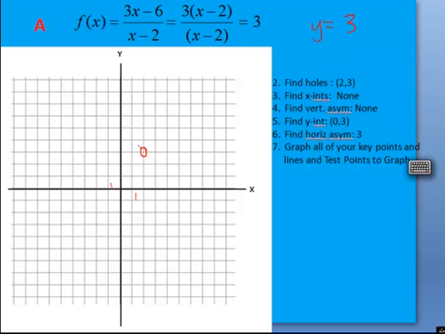It's kind of like a point, but we're going to do it empty. There are no x-intercepts. There is no vertical asymptote. There is a y-intercept at 0, 3, and then find the horizontal asymptote.